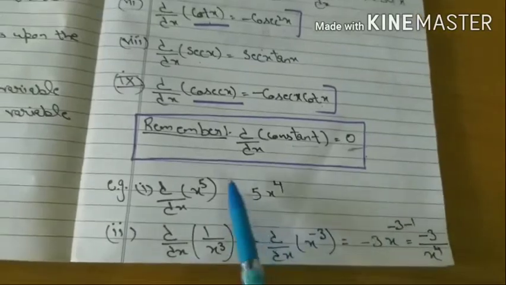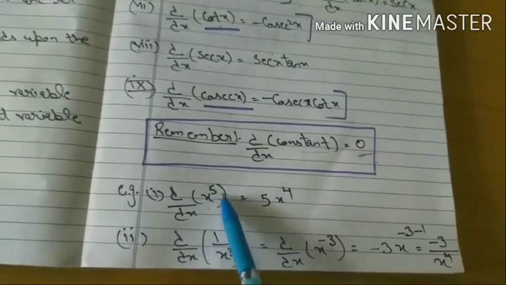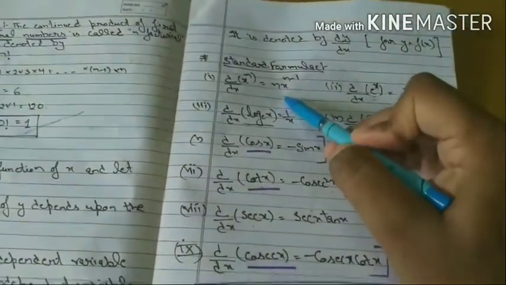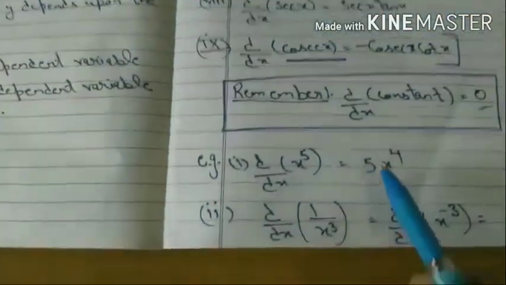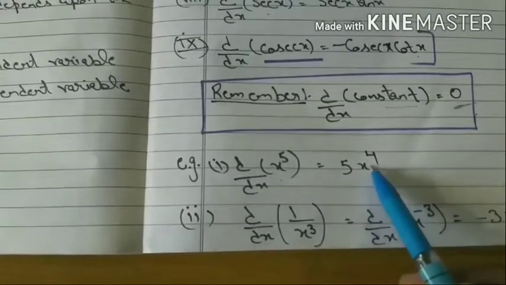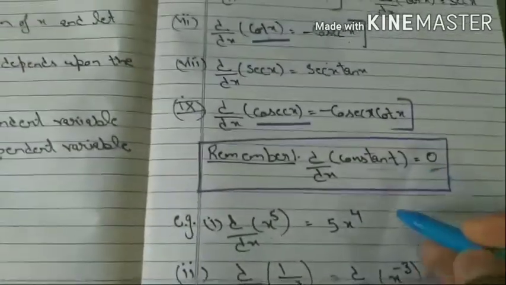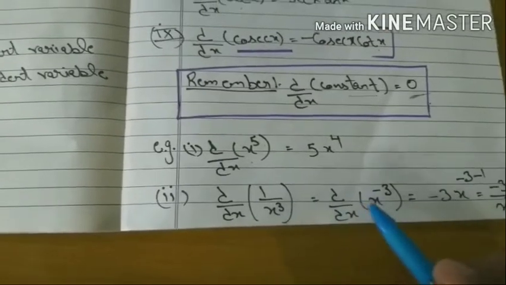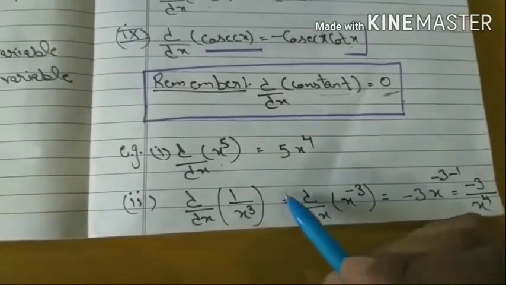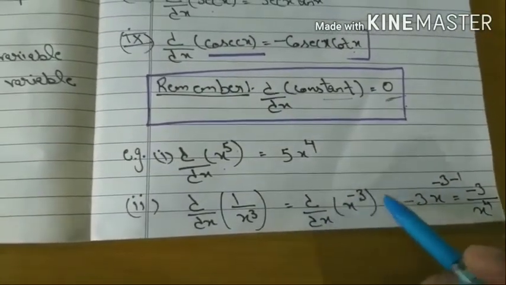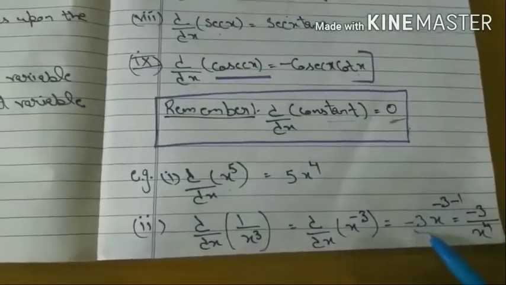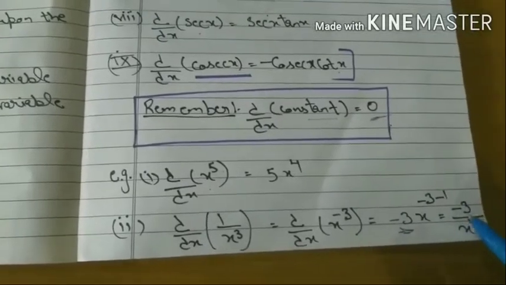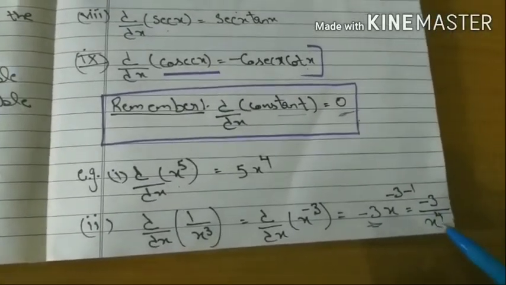The very first is the derivative of x raised to power 5. So remember that formula, it will be equal to 5 into x raised to power 4. And next, the derivative of 1 by x cube, it will be equal to the derivative of x raised to power minus 3, that minus 3 comes here and x raised to power minus 3 minus 1, equal to minus 3 by x raised to power 4.